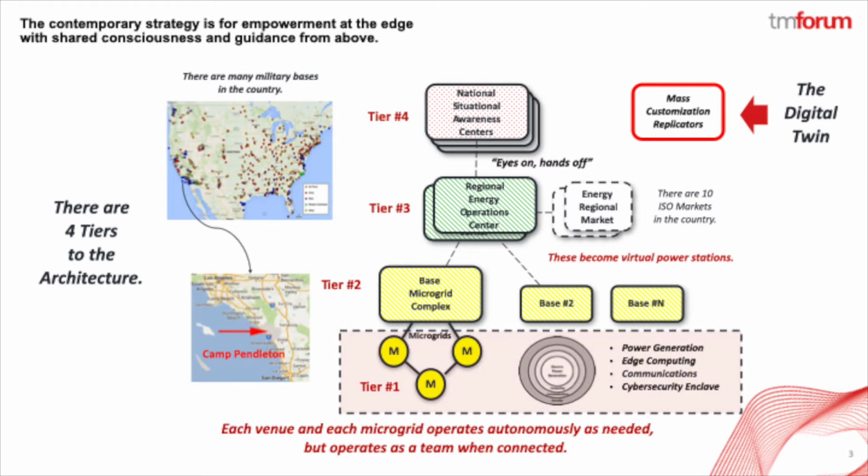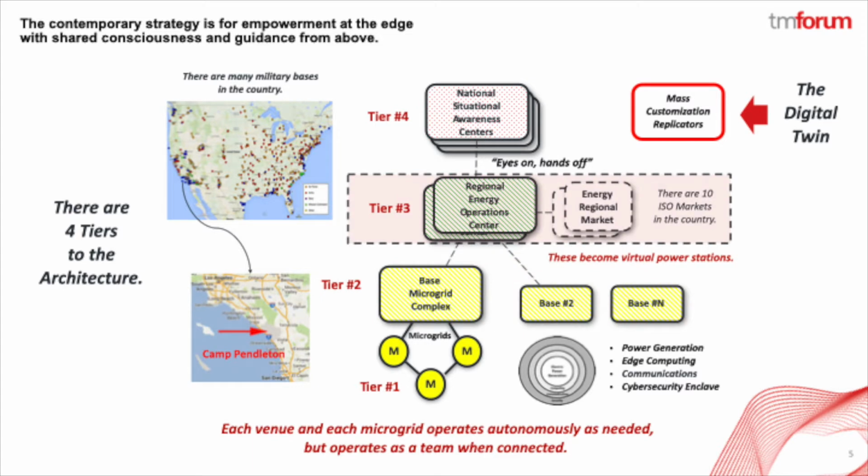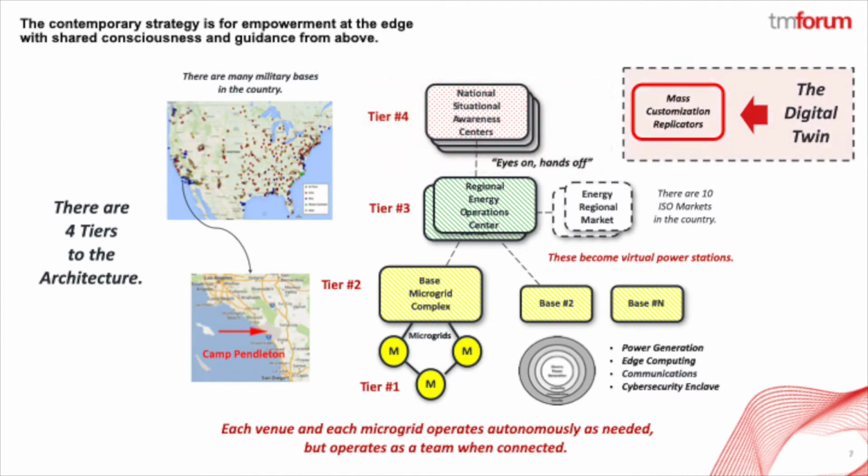At Tier 1, we have the distributed microgrids. At Tier 2, we have redundant district operations controllers to balance the cluster. At Tier 3, we have the interfaces to all of the regional energy financial markets. At Tier 4, we have a place to watch, but not touch, everything that's happening across the country. At the top, we also have a digital twin continuous integration simulator.